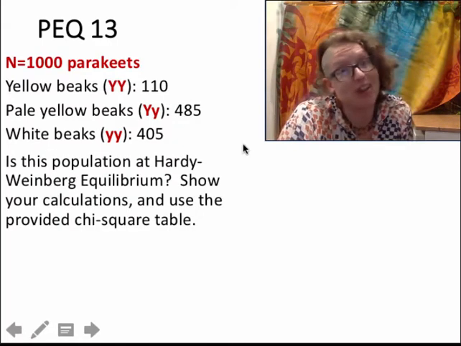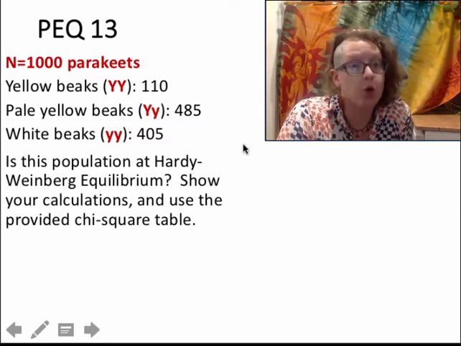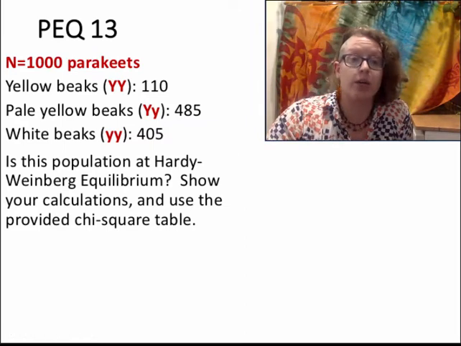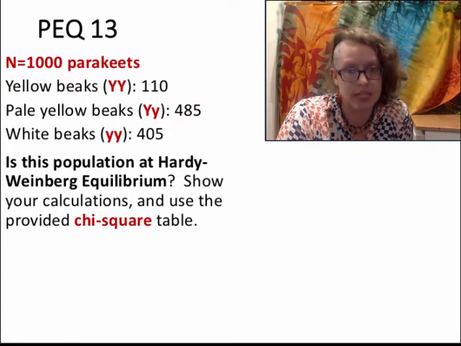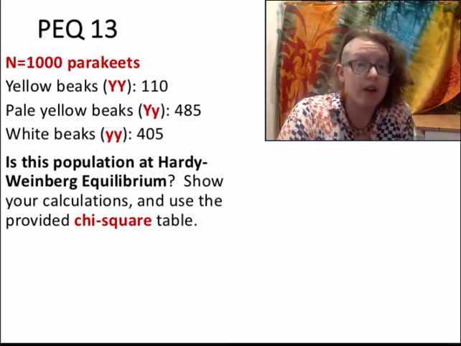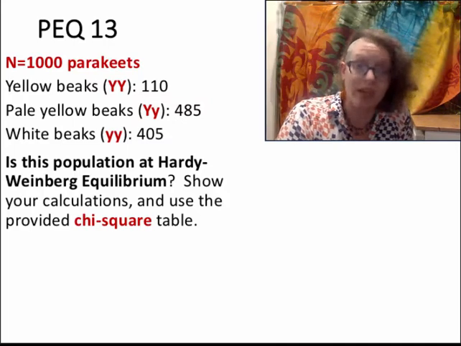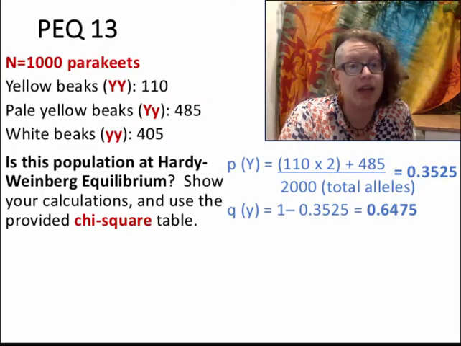So here's the question part. Is the population in Hardy-Weinberg equilibrium? Show your calculations and use the provided chi-square table. Okay, Hardy-Weinberg equilibrium chi-square test. We're going to be doing one of those things, one foot in front of the other. In order to figure out if it's at Hardy-Weinberg equilibrium, we have to figure out P and Q. This is how I did that.